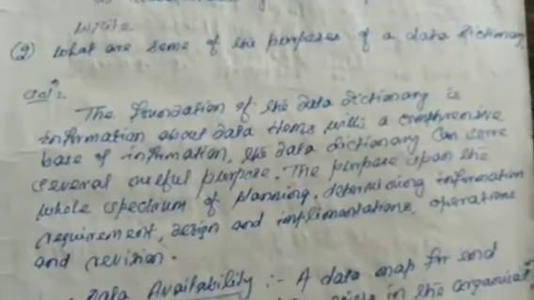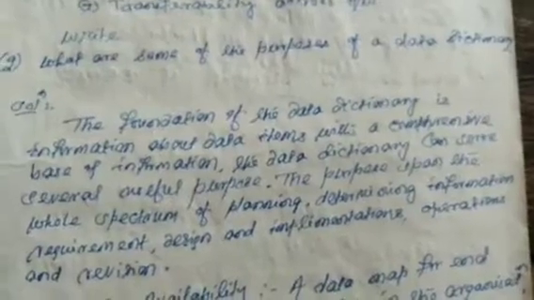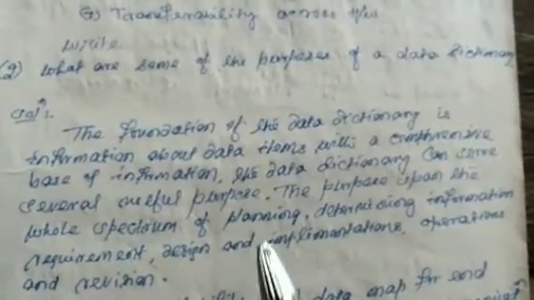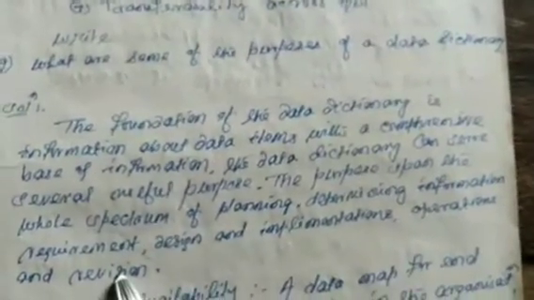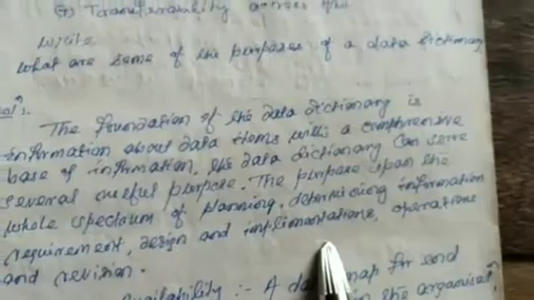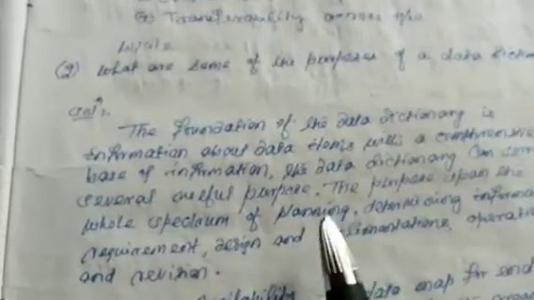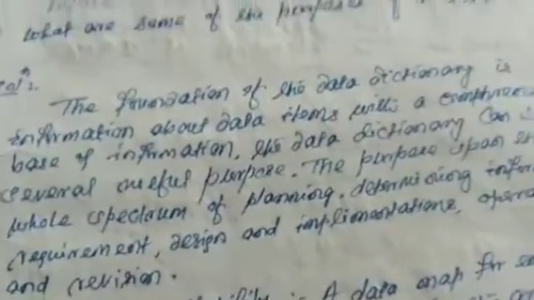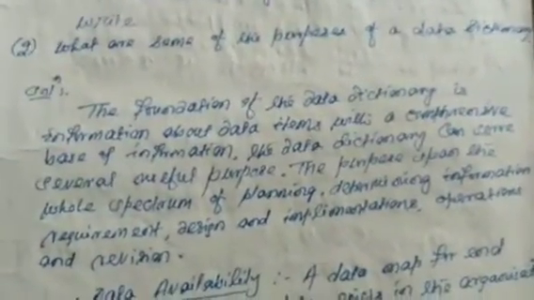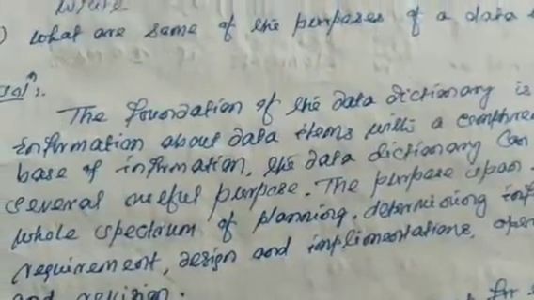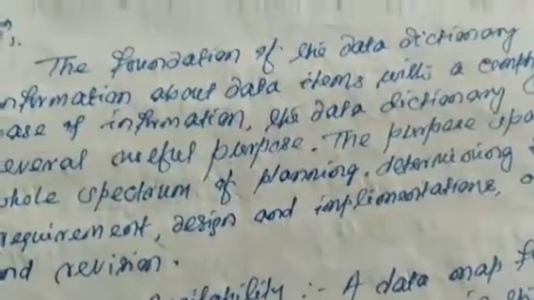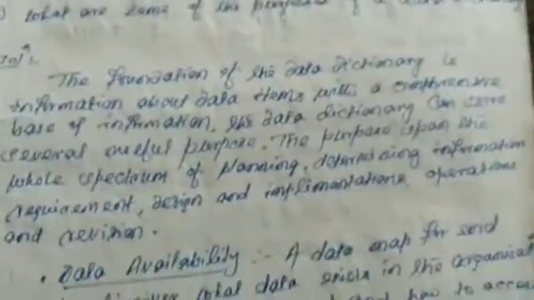Starting from the storage mechanism and access mechanism, and before storing, you have to plan: determining information requirements, designing, implementation, operations, and revisions. For all this purpose, we are creating metadata where data are being stored. Where data are being stored, that is the data dictionary or metadata, and they serve a very useful purpose. So overall, look at this screen and write the answer on your own.